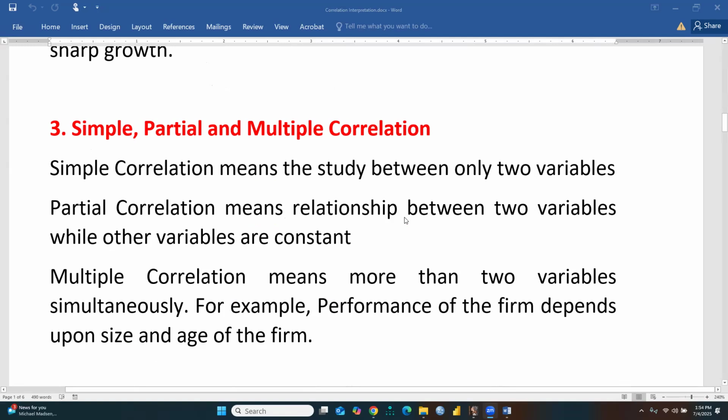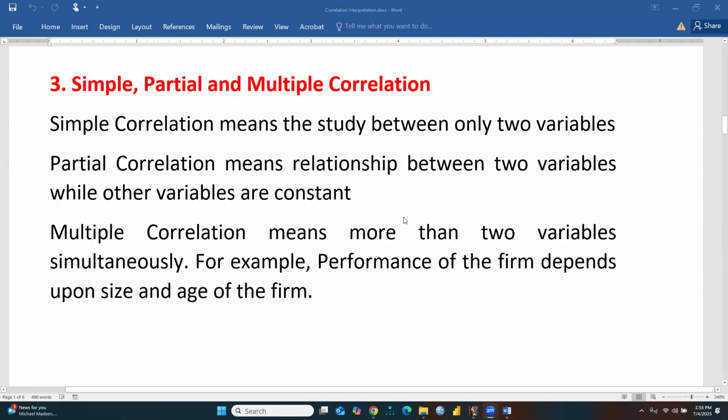Simple, partial, and multiple correlation. Simple correlation means the study between two variables, only bivariables. Partial correlation means relationship between two variables while other variables are constant. But multiple correlation means more than two variables simultaneously. For example, performance of the firm depends upon size and age of the firm. The performance of the firm is my dependent variable, size and age of the firm are my independent variables. Size we measure in terms of how many employees are working in that firm, and age is how old that firm is. So this is simple, partial, and multiple correlation.